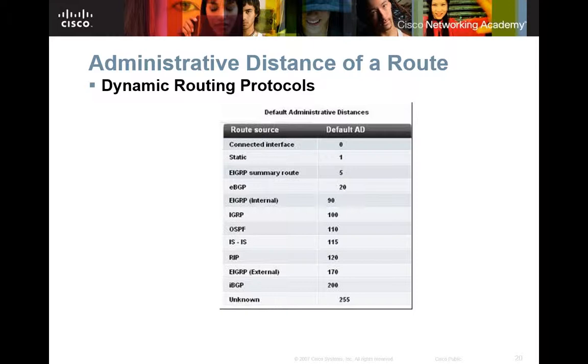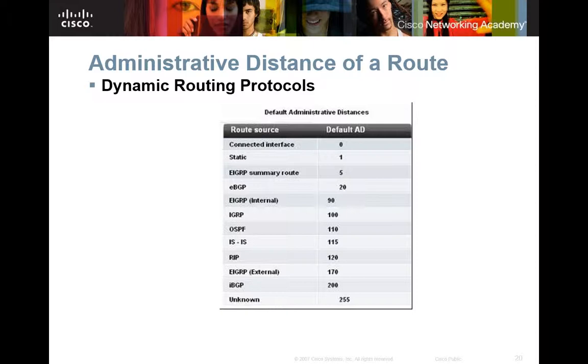The default administrative distances. If it's an automatically connected device, you're at 0. Static route gives you 1. An EIGRP summary route is 5. Your border gateway protocol is 20. If I'm using EIGRP, it's 90. IGRP is 100. OSPF is 110. IS-IS is 115. RIP is 120. External EIGRP, which you'll never use. You usually use external BGPs. 170, and you're not going to use an internal BGP because I won't let you. And that's 200.